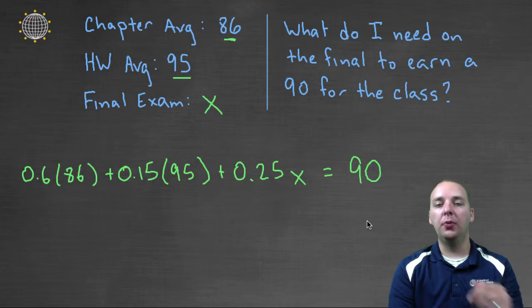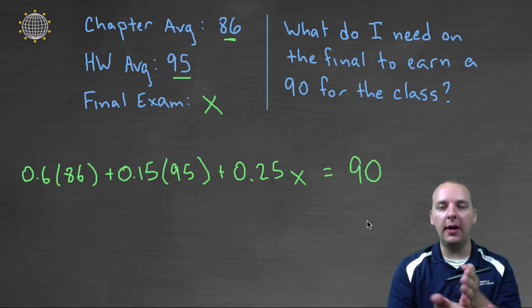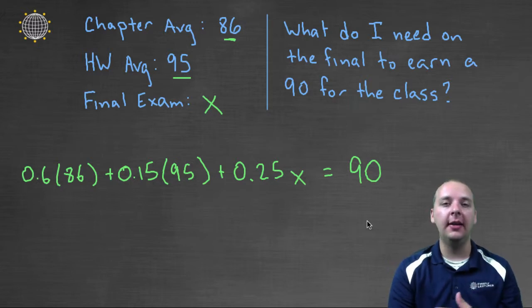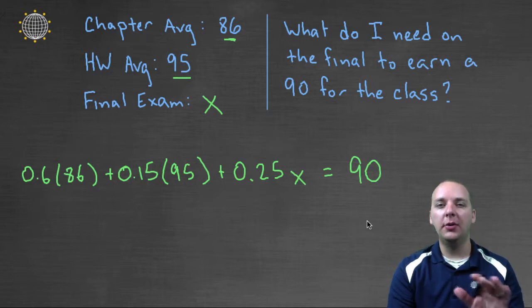Now, if you're really wanting to get right up to the line, you could even get away with setting it equal to 89.5, because a lot of instructors, if you get an average of 89.5, they'll round up to a 90, but that's something you might want to check with your particular instructor. We'll just go with equals 90 to be on the safe side.